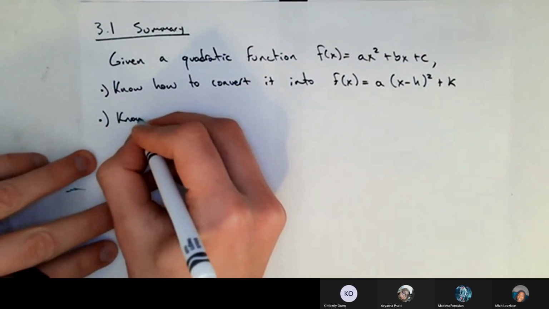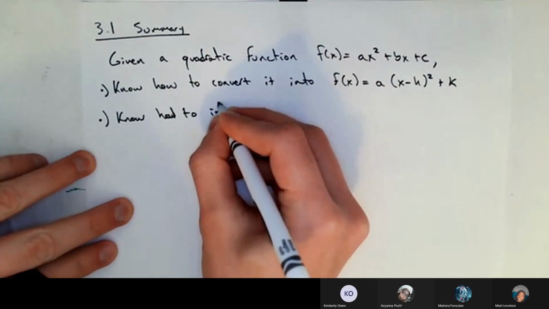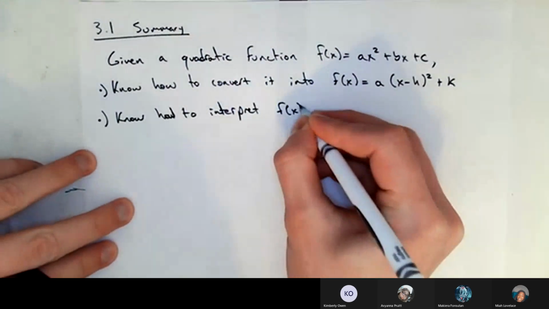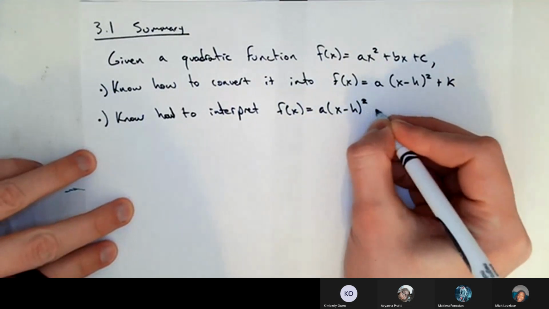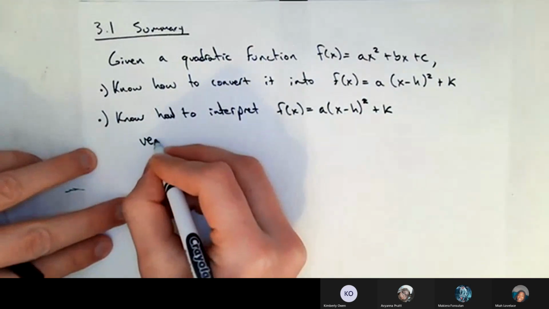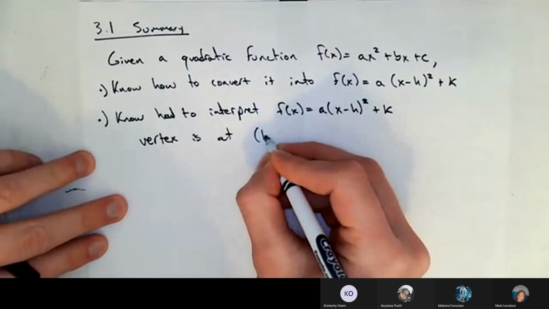Know how to interpret that form. Namely that, what do I mean by that? The vertex is at h comma k.